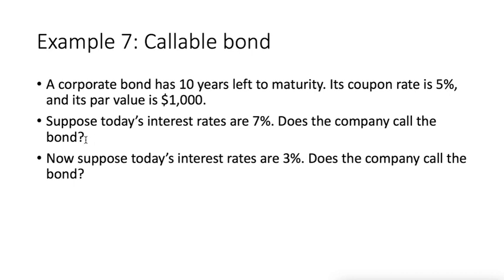Well, when the company calls the bond, that means they retire it early, right? Which means that they end the bond and they can potentially get a new bond. Well, they don't necessarily want to do that when interest rates have risen to 7%, because if they did it and refinanced at 7%, it would be more costly. But if you suppose that interest rates today are 3%, and now you're asking whether the company would call the bond, in that case, it kind of makes sense, right? Because now if they refinanced from 5% to 3%, their coupon payment would go from 50 to 30, which would make it cheaper.